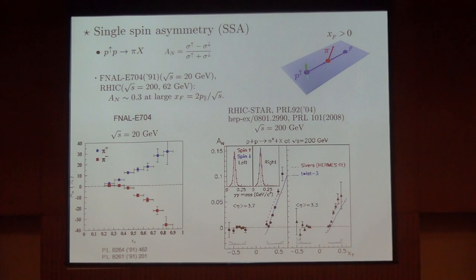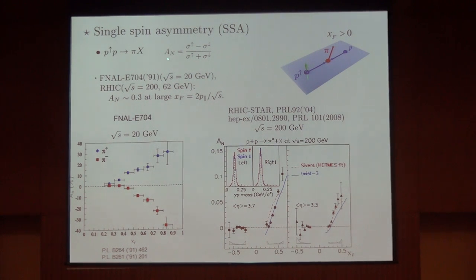The most famous example of the single spin asymmetry is the asymmetry for inclusive pion production in the collision between a transversely polarized proton and an unpolarized proton. You can also produce pions with the spin of the proton flipped.